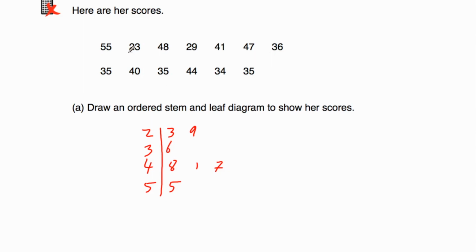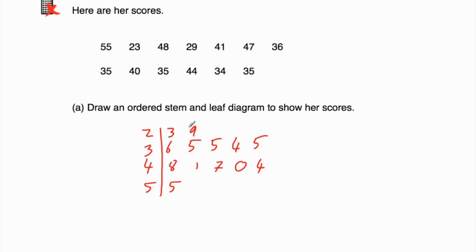36, a 6 in the 30s row. 35, that's a 5 in the 30s row. 40, that's a 0 in the 40s row. 35, that's a 5 in the 30s row. 44, that's a 4 in the 40s row. 34, that's a 4 in the 30s row. And finally, 35, which is a 5 in the 30s row.